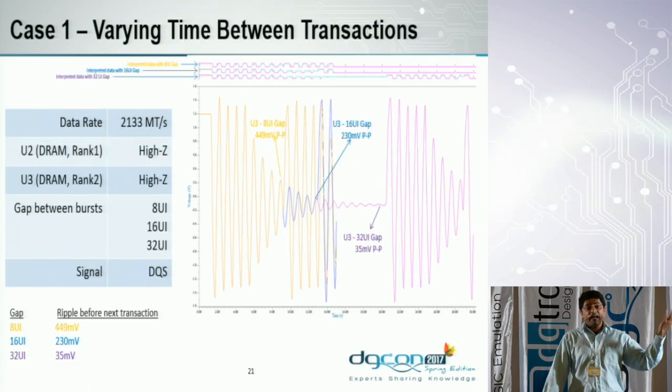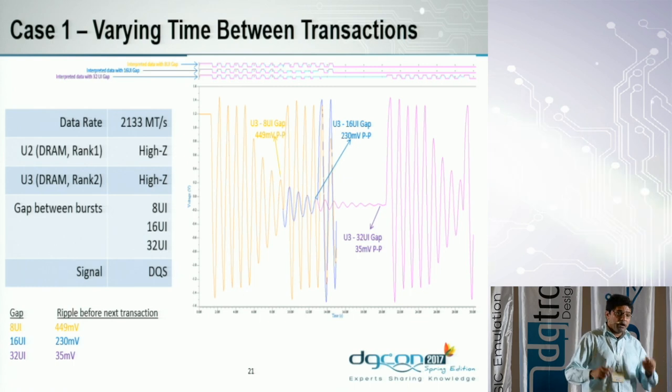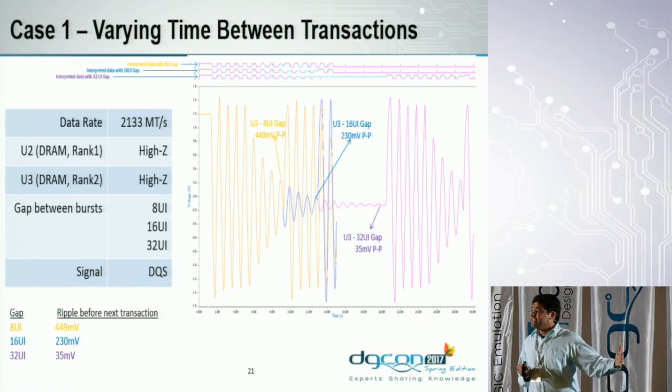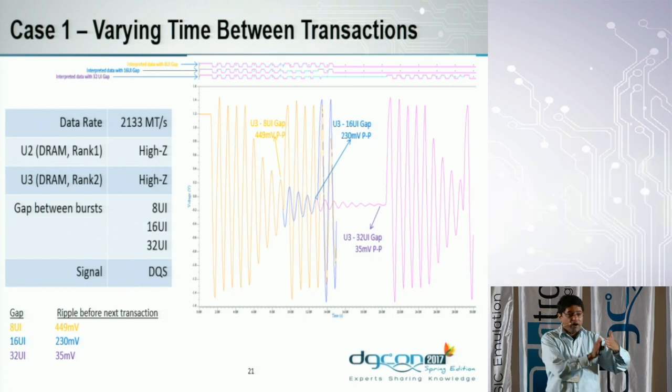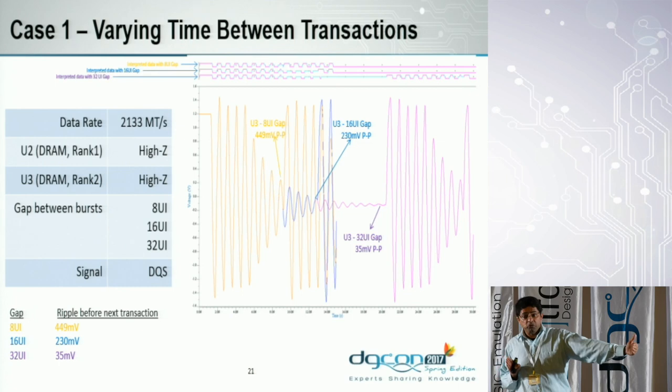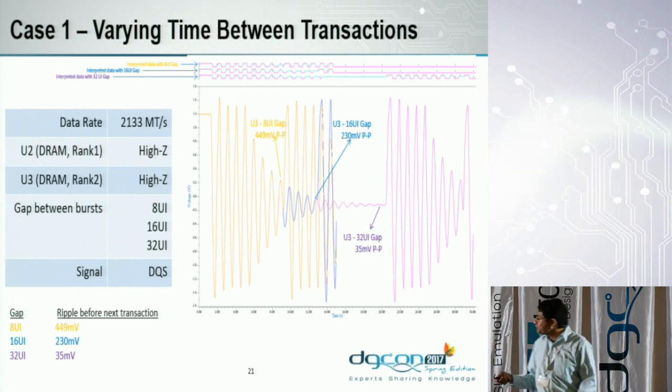So that's acceptable. So this is an analysis you can do. If, let's say, you don't have the option of ODT, because again, you're power sensitive, maybe you decide to leave more UI between transaction 1 and transaction 2. 8 UI is too quick. Is 16 OK? Is 32 OK? This is something you need to tell your firmware engineer what needs to be done.